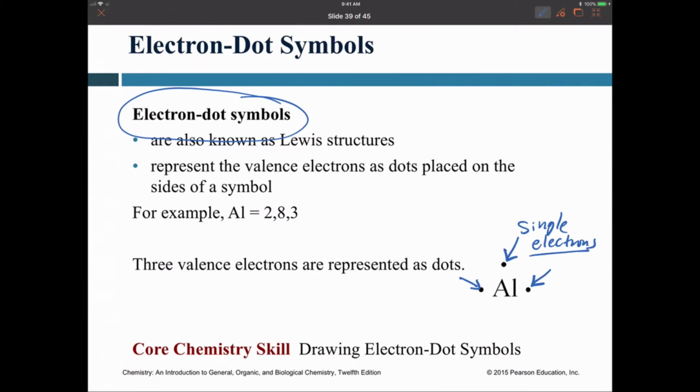One dot, one electron. That simple. So here are the examples of aluminum. Aluminum has 13 electrons: 2, 8, and 3. It's also in group 13. So we know it has 3 valence electrons.